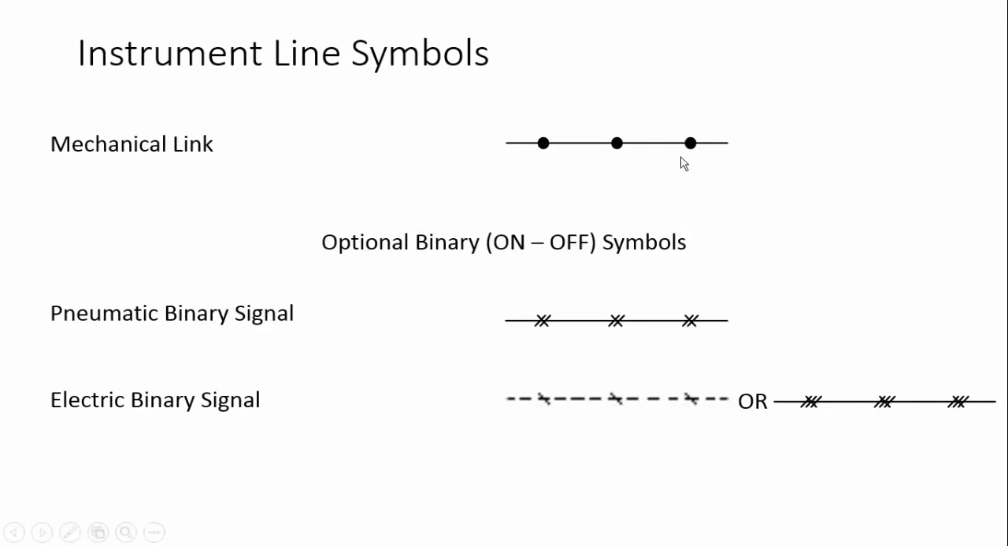As you go through the course, you're going to learn about all of this type of thing. Mechanical link is a solid line with solid dots on them. There are some optional line symbols for pneumatic binary. Pneumatic logic is not used a whole lot in today's world. However, it's a solid line with these forward and backward slash marks on it. And electronic binary symbols are the dashed line with diagonals on it, or the line with three slashes and one the opposite direction. Many times electronic binary signals will just be represented by a dashed line without the slashes.